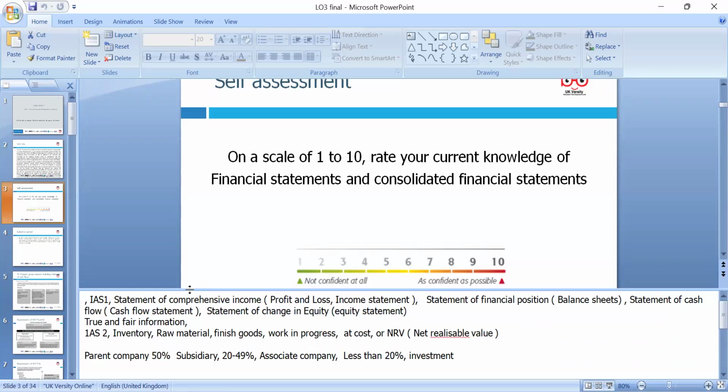which says financial statements need to be true and fair, and we prepare four types of financial statements. First, the statement of comprehensive income, also known as the profit and loss or income statement. Second, the statement of financial position, which means the balance sheet, showing assets, liabilities, and capital or equity. Third, the statement of cash flows, which shows operating, financing, and investing activities. And the statement of changes in equity. These are very important statements, and we should have basic knowledge of them.